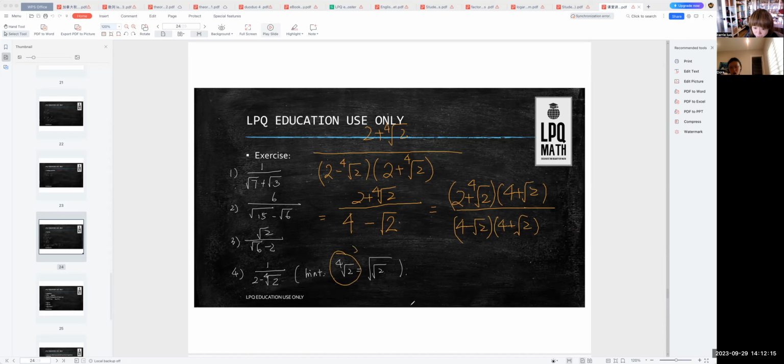Because this guy squared equals 2 to the power 1 over 4 squared, which equals 2 to the power of a half. Whenever you get stuck, turn it into this form: 2 to the one-quarter, squared, equals 2 to the one-quarter times 2, equals 2 to the one-half, which is square root 2.